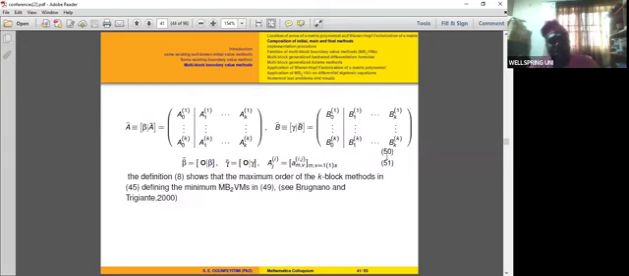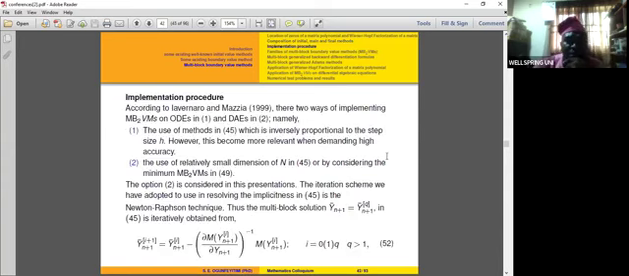We have the A bar, which is given, and the B bar, which is given here. And for further clarity, if you go to the monograph of Brugnano and Trigiante in 2000, they explained the procedure of shifting. The procedure is documented in that article. Then we have the implementation procedure.